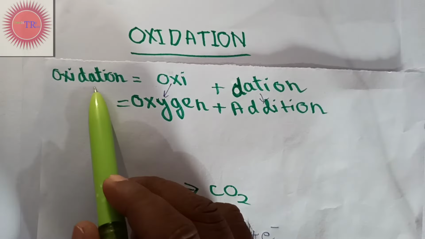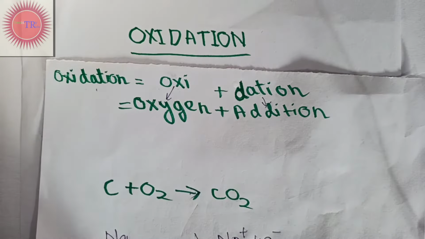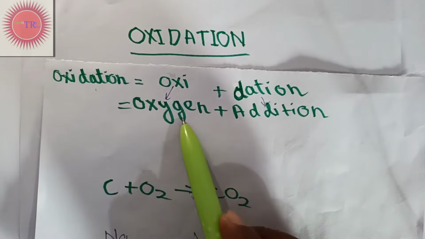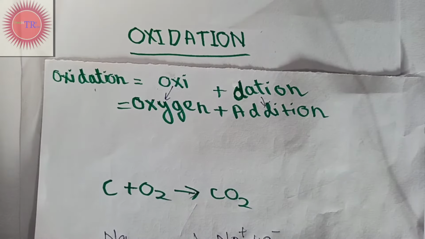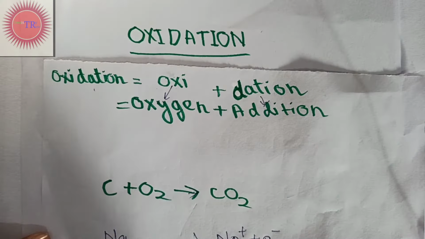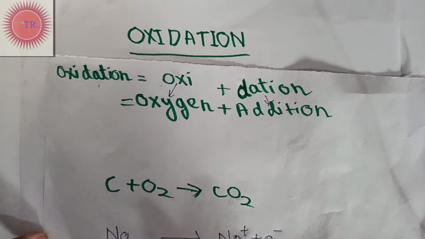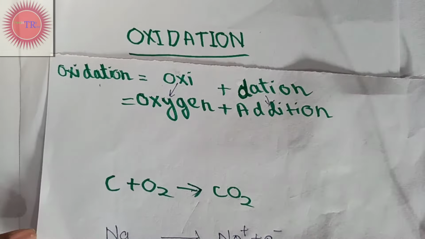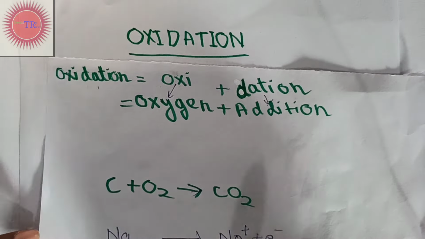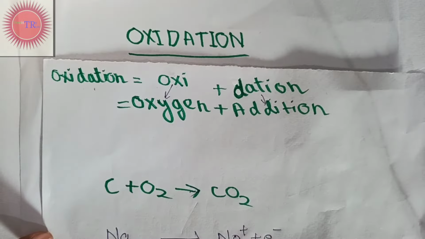The word oxidation is made of oxy plus dation. Here, oxy means oxygen, and dation means addition. So, the simple definition of oxidation is addition of oxygen. You have to learn simply that the addition of oxygen with any element is called oxidation.